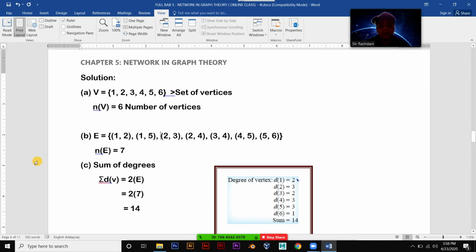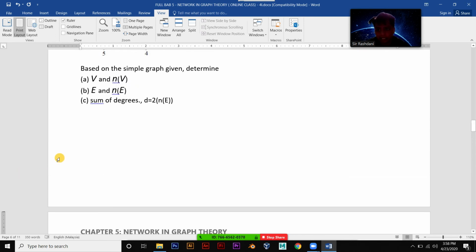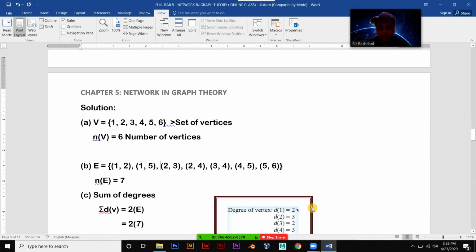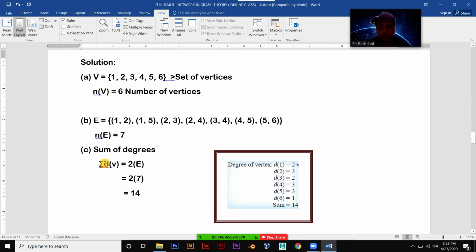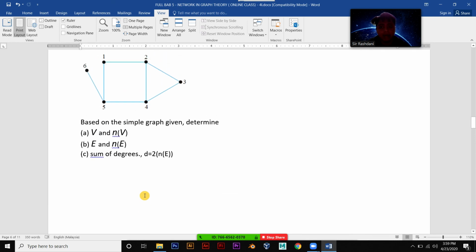After that, question C, the sum of degrees. We know that the sum of degrees is equal to 2 times E, where E is the number of edges. The number of edges is 7, so you just multiply 2 times 7, which becomes 14. So we get 14. The sum of degrees is 14.